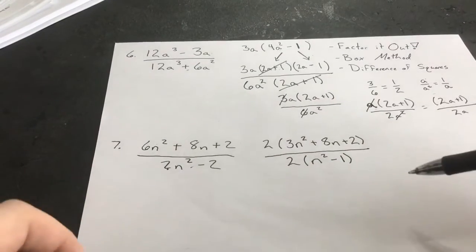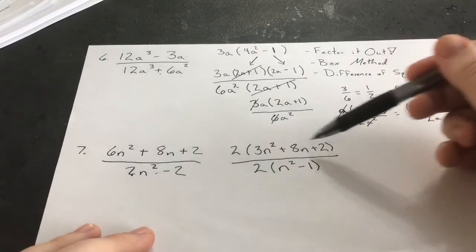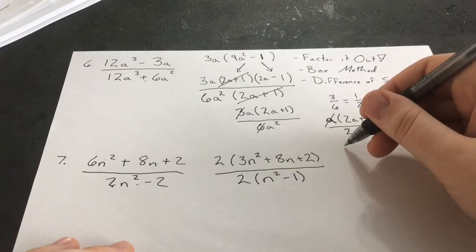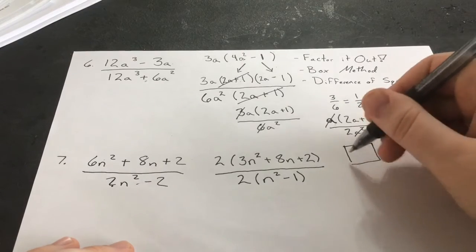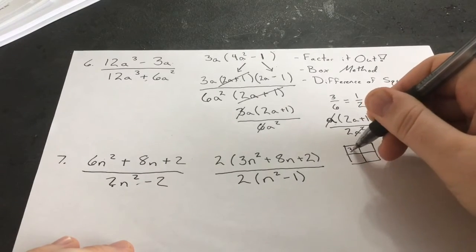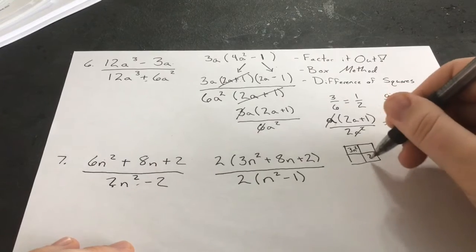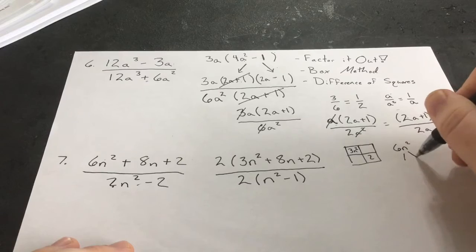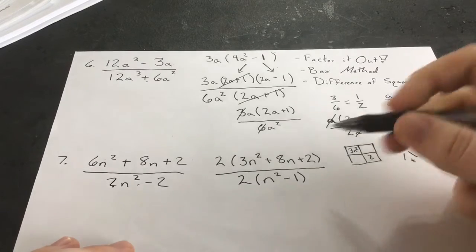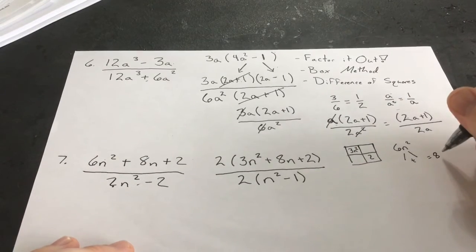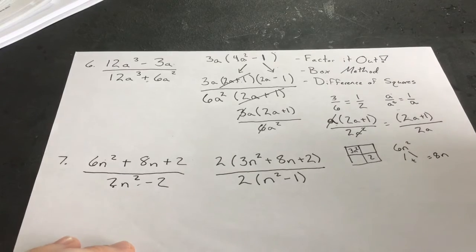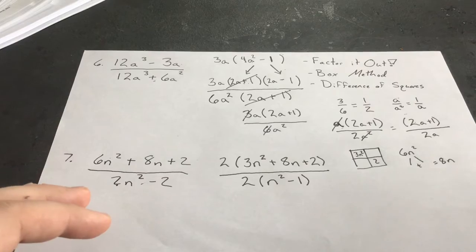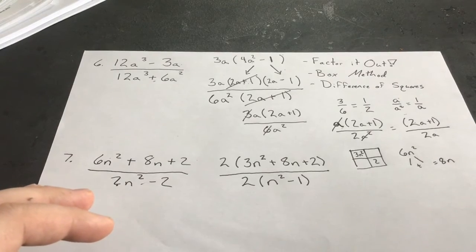Now, we can still do a little bit more here. In the numerator, we can box method this. We have 3n squared plus 8n plus 2. That's going to be something we want to box method, so I'm going to do that real quick. 3n squared and 2 will multiply to 6n squared. We want factors of 6n squared that add to equal our middle term, 8n. Do we have those? Factors of 6 that add up to 8.